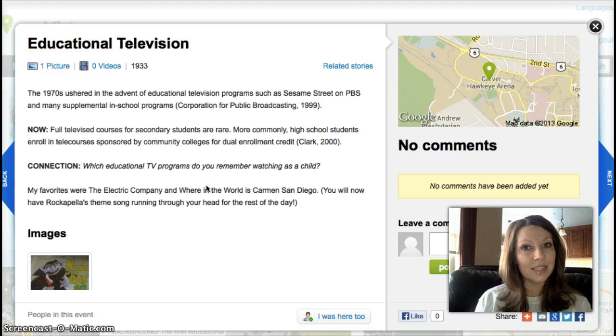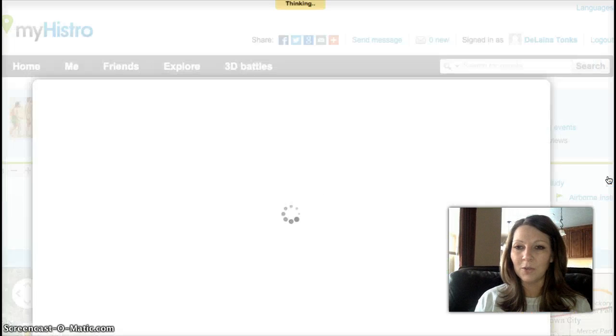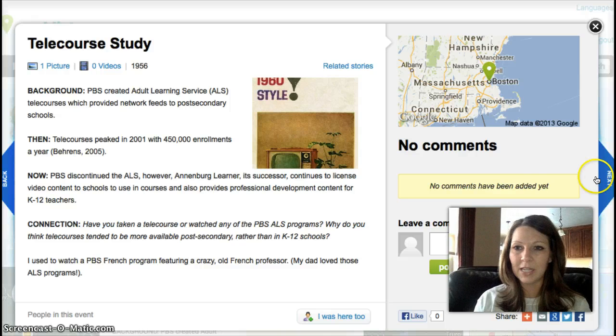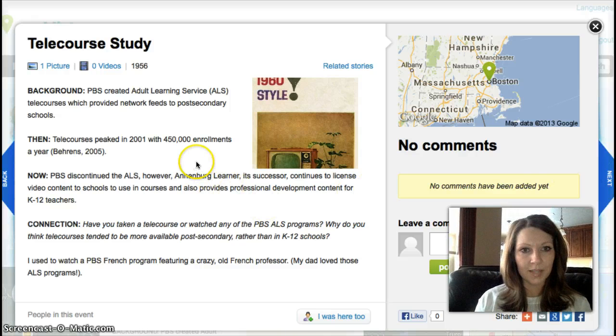The 1970s ushered in the advent of educational television programs such as Sesame Street on PBS and many supplemental in-school programs. Today, full televised courses for secondary students are rare. More commonly, high school students enroll in telecourses sponsored by community colleges for dual enrollment credit. Which educational TV programs do you remember watching as a child? I loved Carmen Sandiego, and now you will have Rockapella's Where in the World is Carmen Sandiego's theme song in your head for the rest of the day.